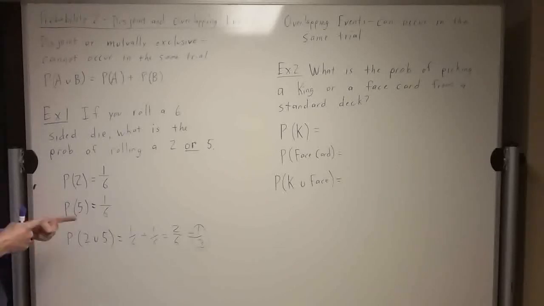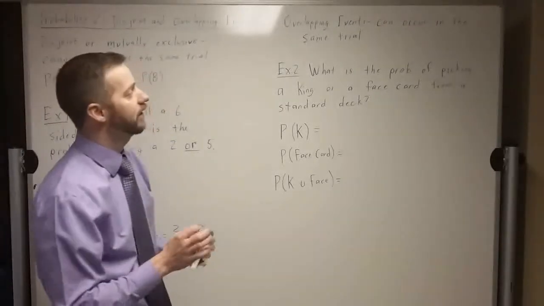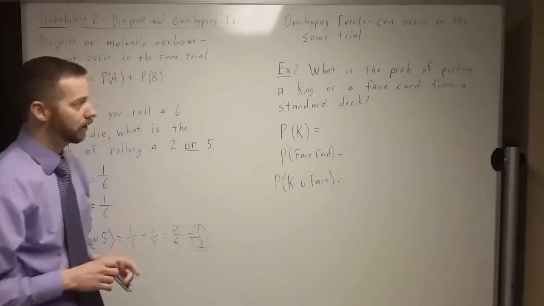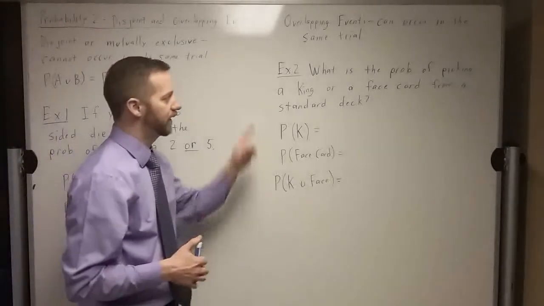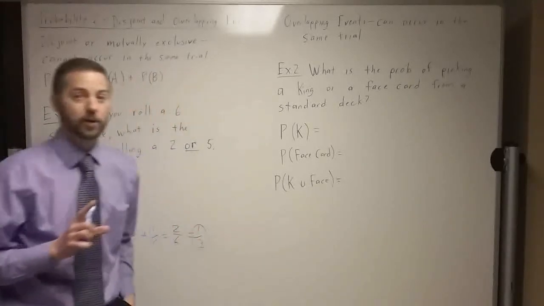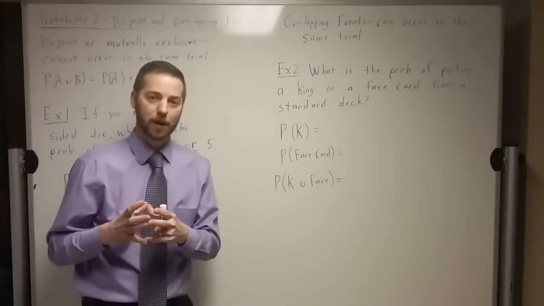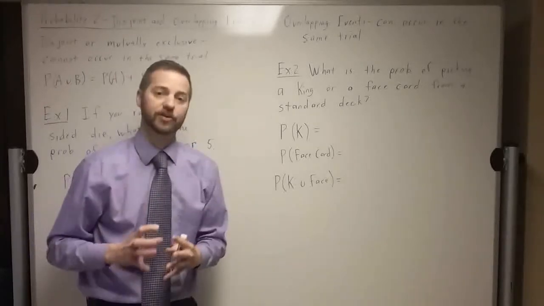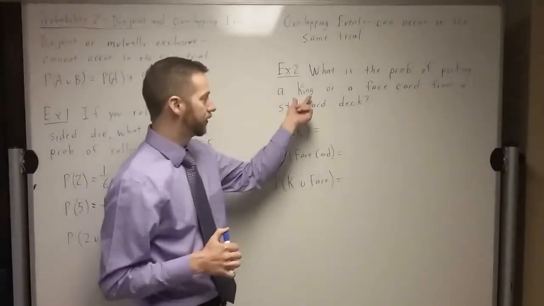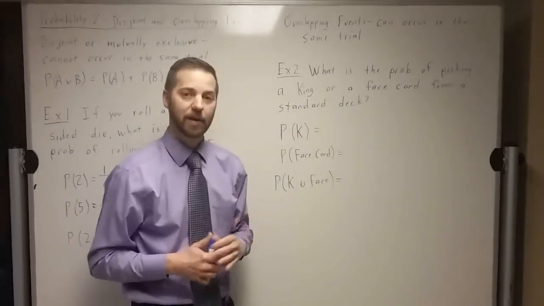Now, the other option: what if the events are overlapping? In other words, what if the events can occur in the same trial? What we're going to look at here is the probability of picking a king or a face card from a standard deck of cards. If you have the reference sheet I gave you on Google Classroom about a standard deck of cards and how it works, there's some helpful information for this, but I'm going to mention it all here. Kings are the ones with the K's on them. Face cards are any of the cards that have a face on them, basically.